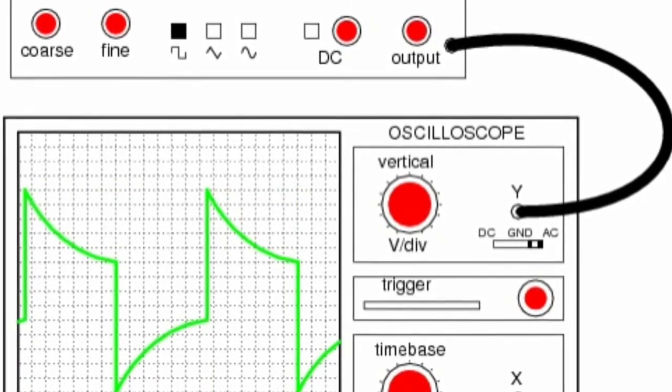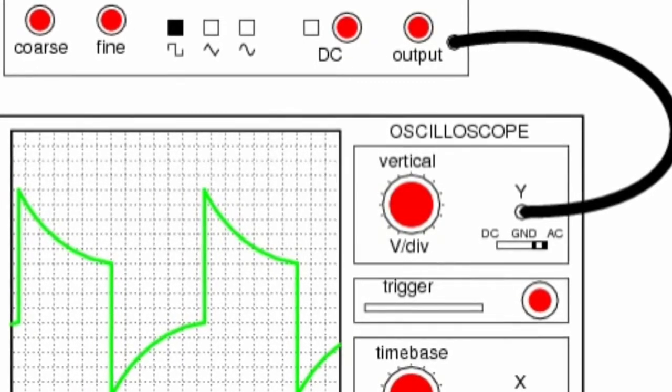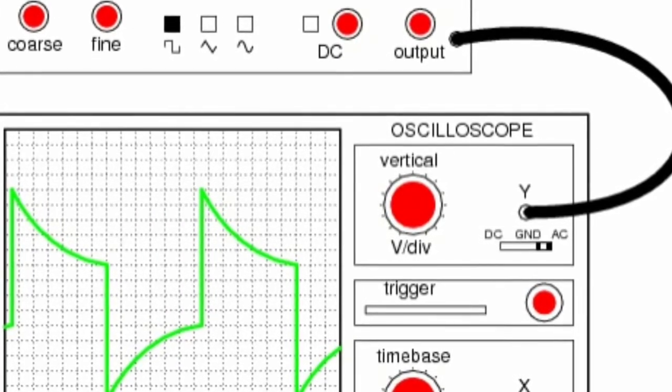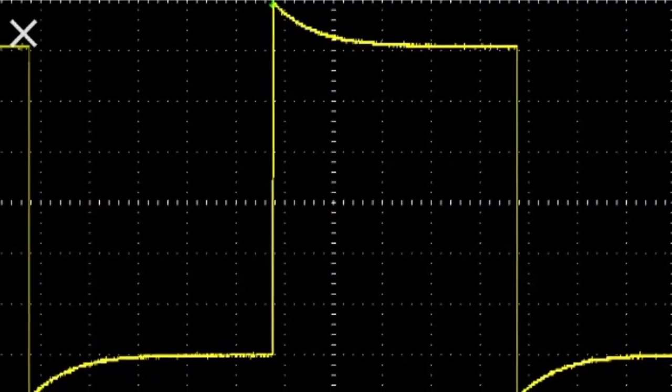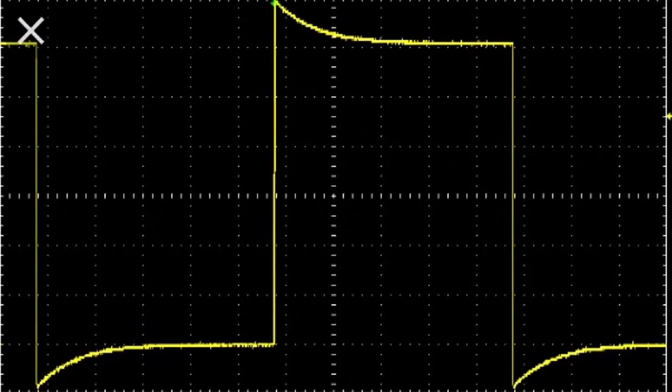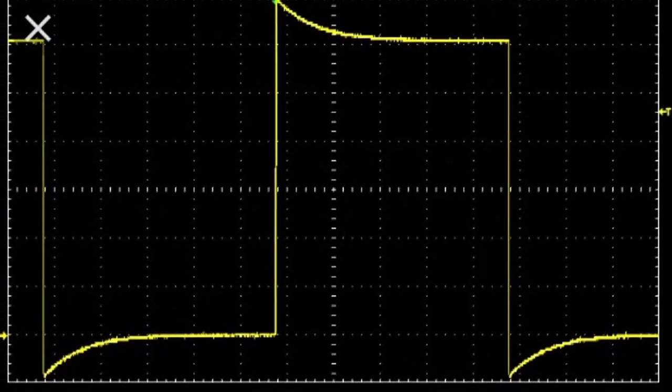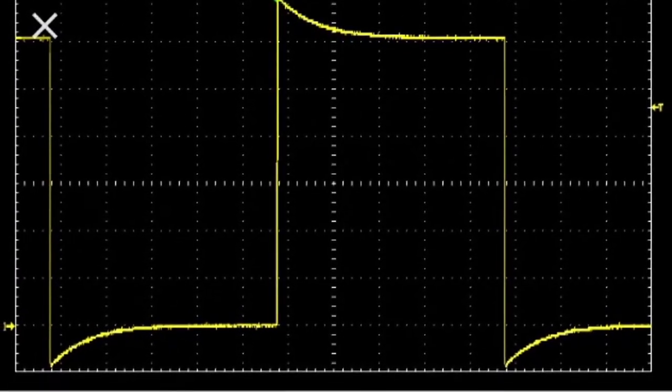If the time constant is much smaller than the period of the square waves, then the waveform of the voltage across the resistor will be a spiky one as shown. If the time constant is much greater than the period of the square waves, then the waveform of the voltage across the resistor will be a different one.